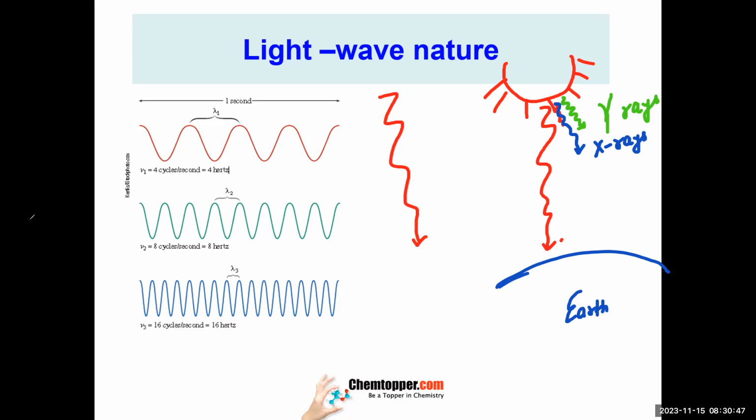Third component is UV rays. UV rays can come onto the external atmosphere. You know, Earth has an atmosphere here like this. This is the atmosphere of the Earth.